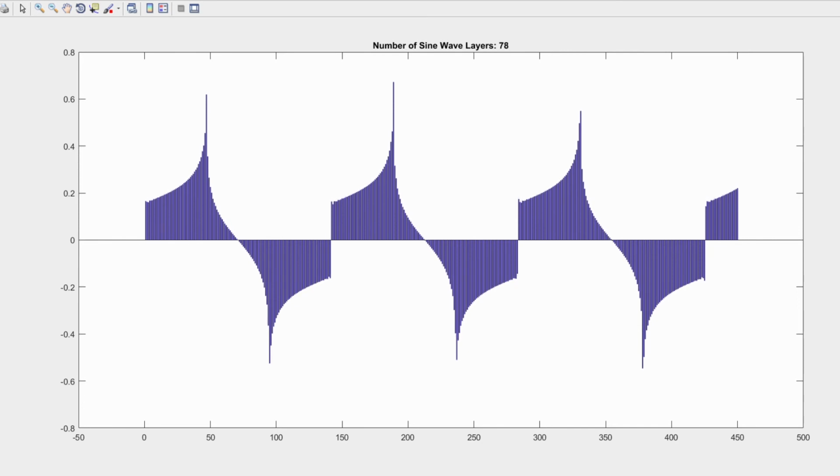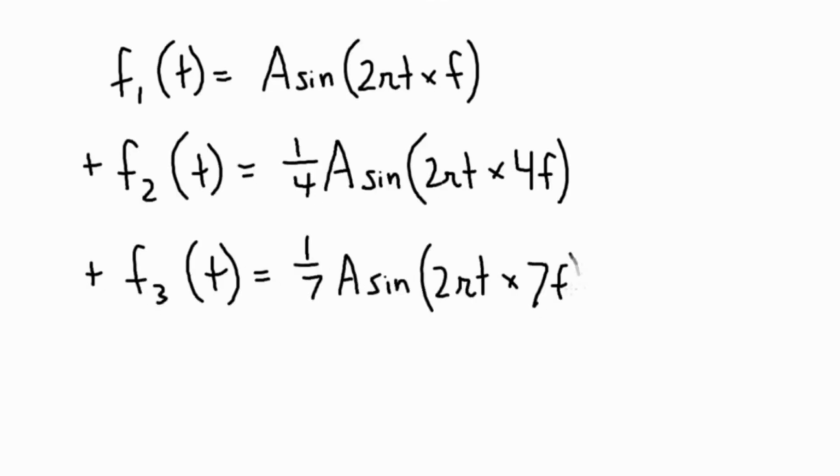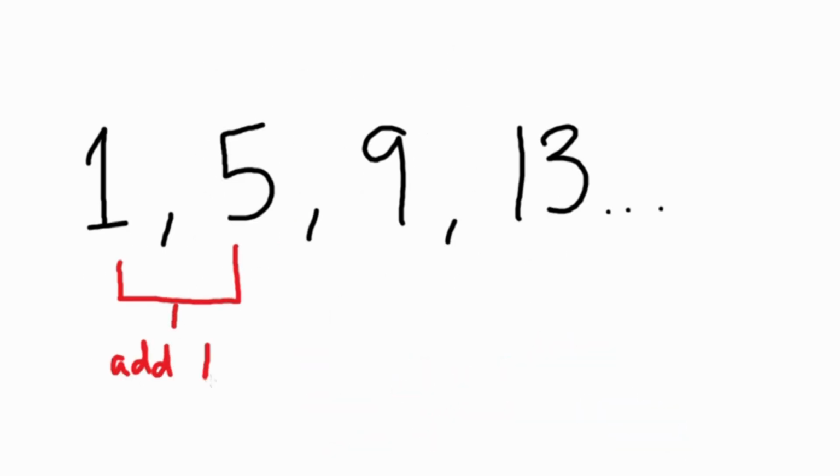Now I don't really know what to call this shape, but I would say that it doesn't sound quite as harsh as the square and sawtooth waves, probably because the higher pitched harmonics drop off in amplitude faster, so you don't hear them as much. We can't stop now. How about every fourth number?